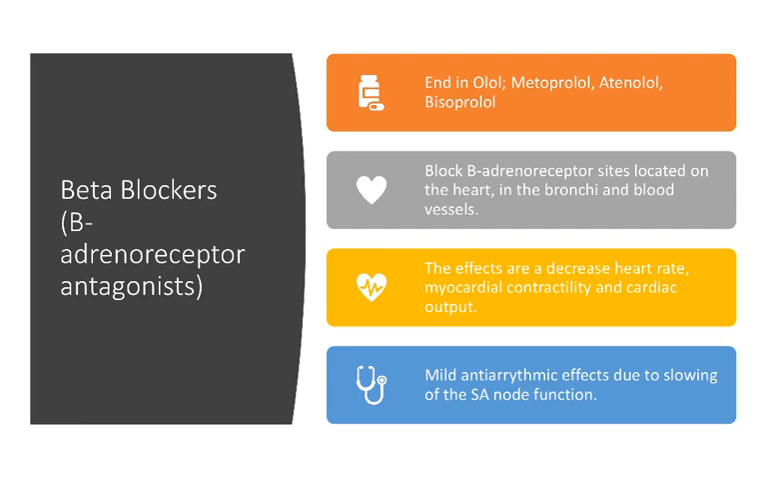Another drug that we will look at is beta blockers. Beta blockers end in the word olol. So we have drugs such as metoprolol, atenolol, bisoprolol. These are all beta blockers. Beta blockers block the beta adrenoreceptor sites located in the heart, in the bronchi and the blood vessels.